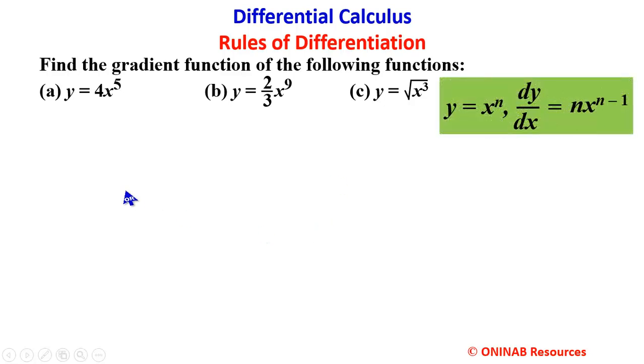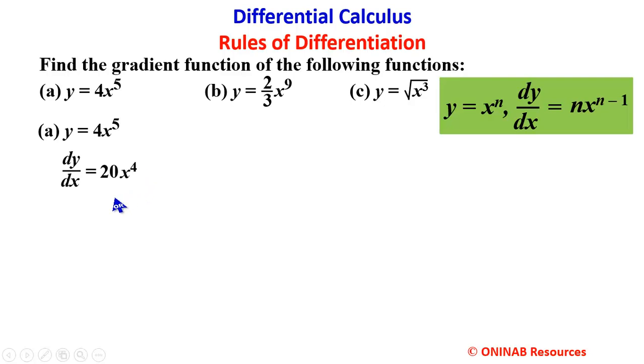We start the solution from A, knowing that if y is equal to x raised to power n, then dy/dx is equal to nx raised to power n minus 1. So with that, we have for A, y is equal to 4x raised to power 5. Following this rule, the dy/dx will be 5 times 4, which is 20. Then we bring in x, reduce the power by 1. So we reduce 5 by 1 to give us 4. So the dy/dx is 20x raised to power 4.